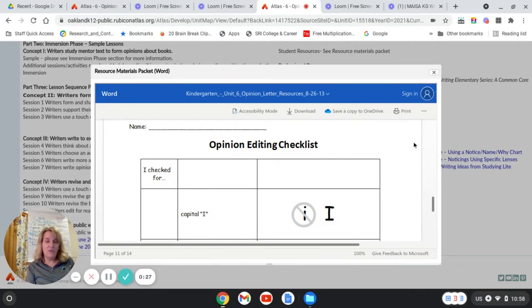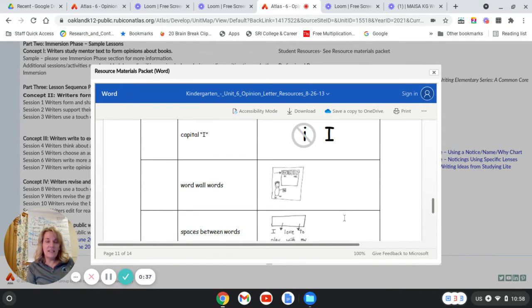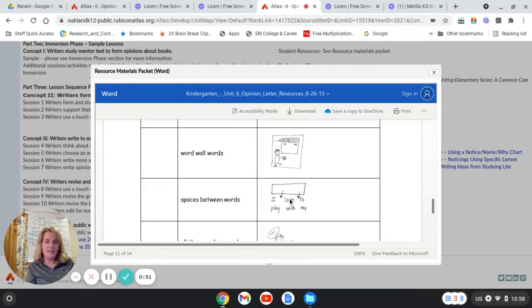So the first thing is when you talk about I, you always use a capital I when you're talking about yourself. So you have to use a capital I. The next thing is any of our word wall words that you know that are snap words, make sure they're spelled correctly. The short, easy words, make sure that they're correct. The next thing is make sure and leave spaces between your words because when you run it all together, then it's really hard to read. And if someone's trying to figure out your words, they're not really thinking about what you have to say.